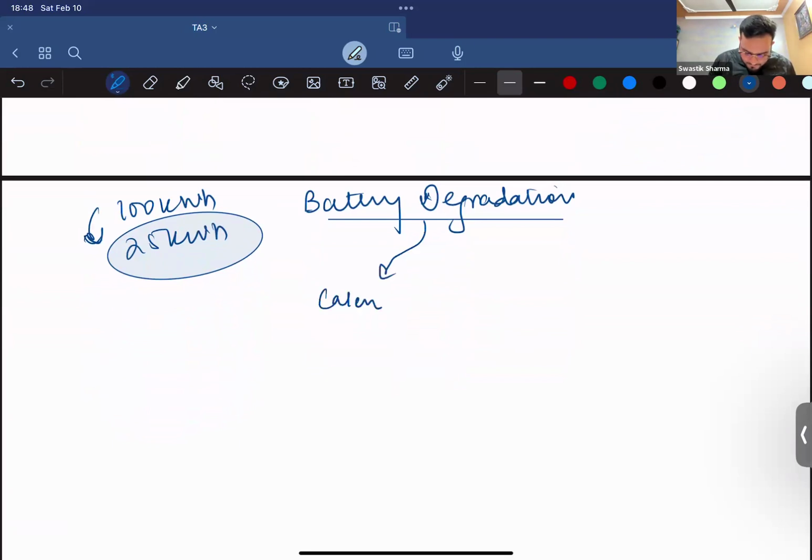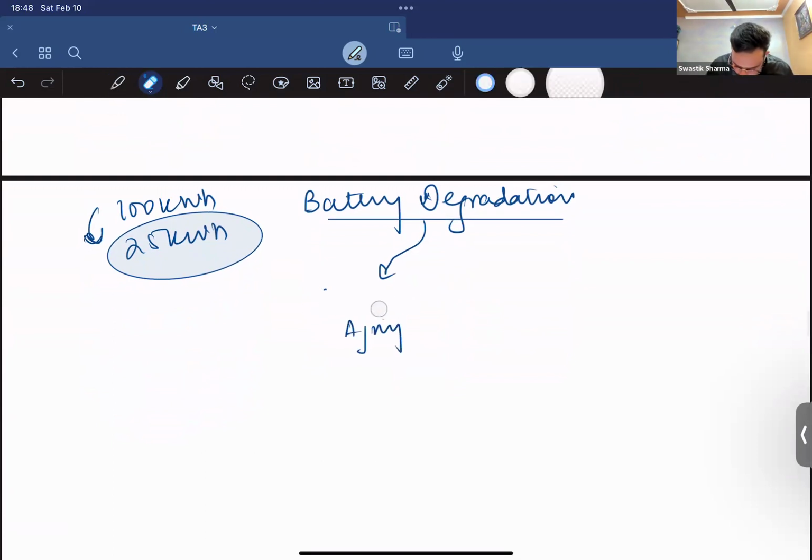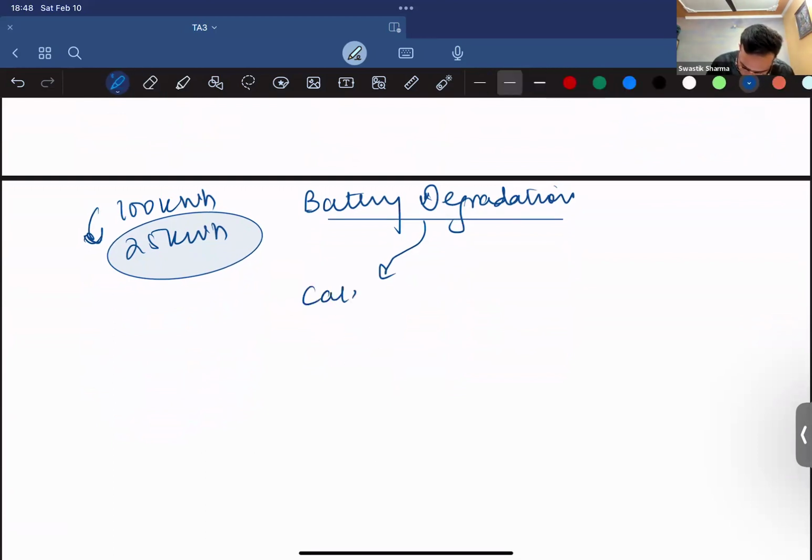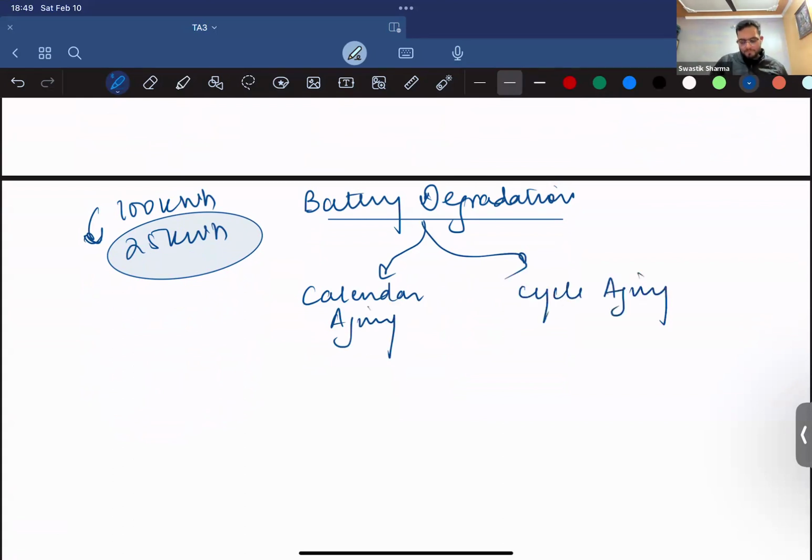It's calendar aging, and then there is another side of it, which is cycle aging. That's what we talked about before. So both have different meanings. Basically, aging is due to the whole life of the battery, due to a very large amount of time it is with you, with temperature, humidity, DOD, and a large number of charge or discharge cycles.